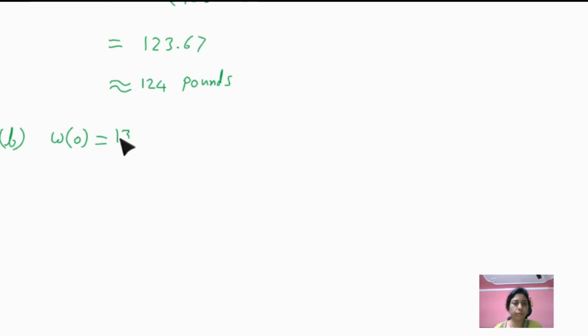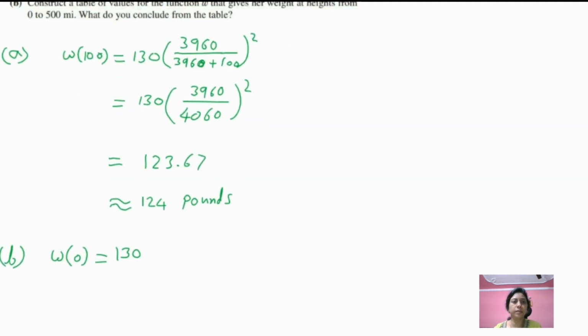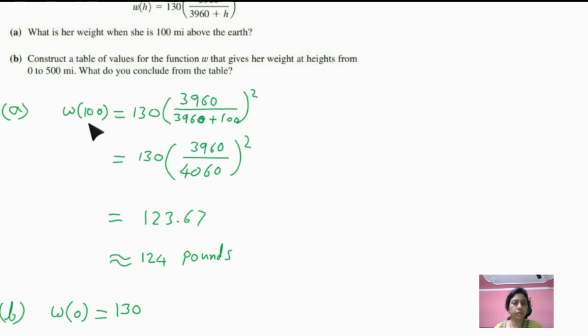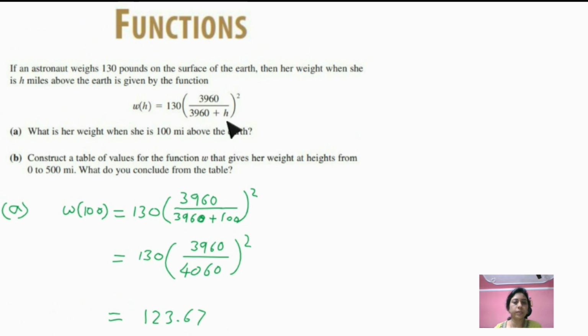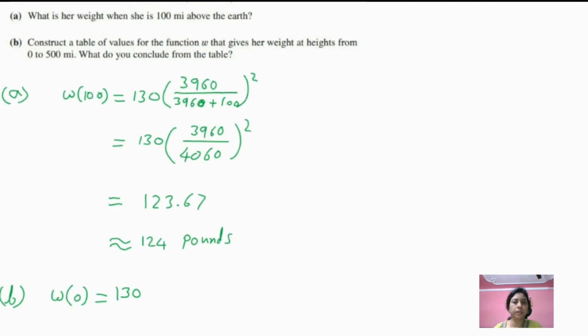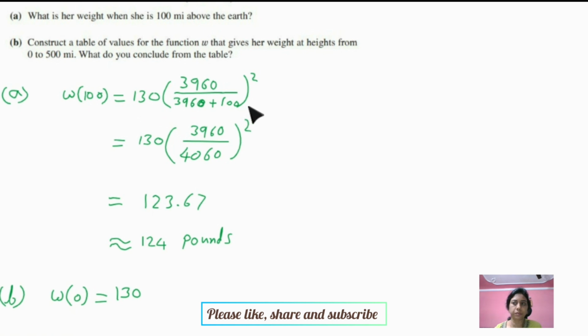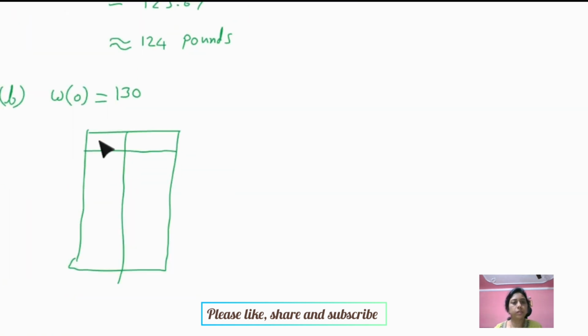Okay, and when she is 100 miles above the Earth, we got this one. And for 200 you can just simply put the h value 200. For 300 you can put 300. For 400, 500, you can just simply solve like this. Okay, replace 100, so you can replace 200, 300, 400, 500. Okay, this is height and this is weight.